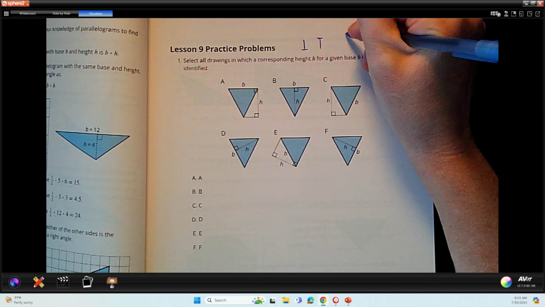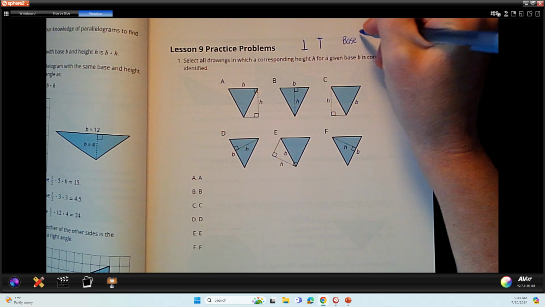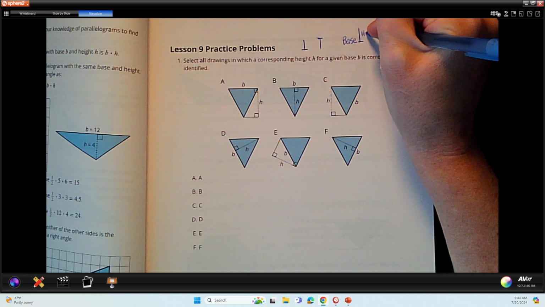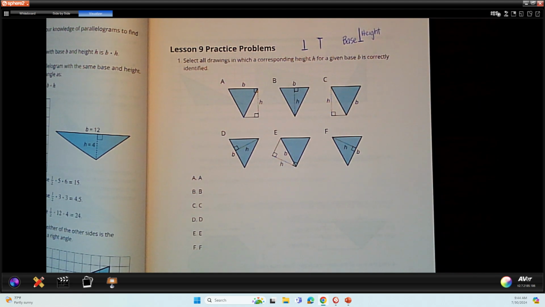So you're going to have base and then you're going to have like a height, kind of like this. And it does not always have to be directly together. So we're going to talk about each one so we can determine which ones are correct. Okay, so I'm looking at A. I'm going to start with A.